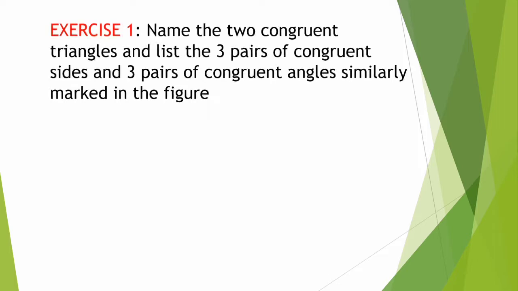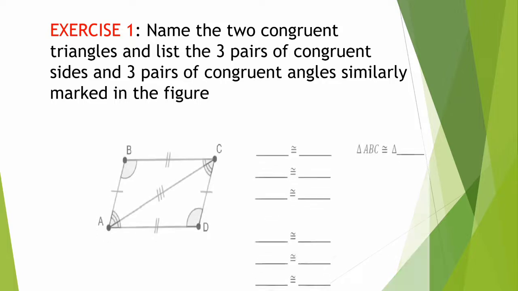Now, it's your turn. Get your ballpen and paper. Let's check if you follow and understand our lesson. So, answer exercise number 1. Name the 2 congruent triangles, then list the 3 pairs of congruent sides and 3 pairs of congruent angles similarly marked in the figure.